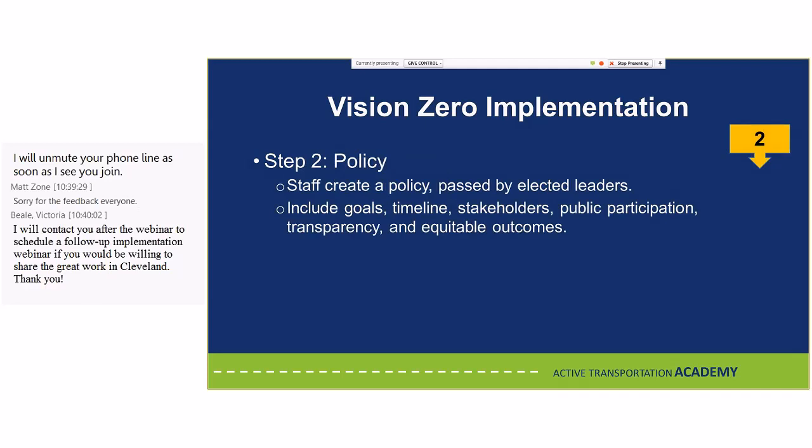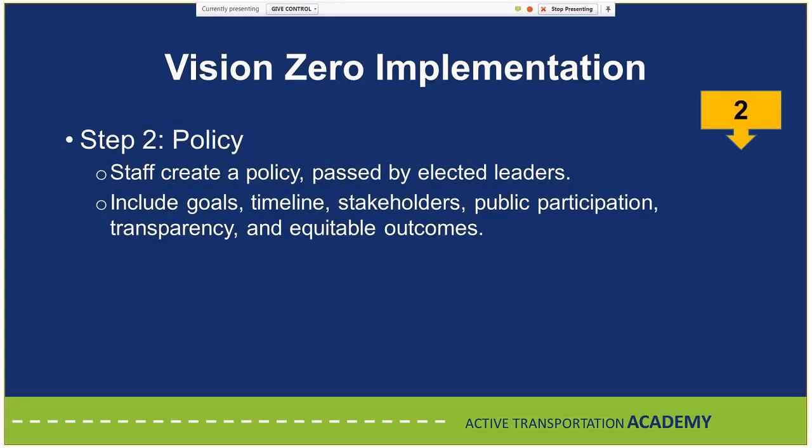Step 2 is creating a policy. So once you have this commitment by your local leaders, you can start working. Staff can create a policy that is passed by your local leaders that includes goals for Vision Zero for your community and a timeline for implementation. It identifies who the stakeholders are going to be and how the public is going to have a chance to participate. It emphasizes transparency and establishes how that's going to be achieved. And it also makes sure that equity is prioritized and how that's going to be achieved. So those are the main components of what goes into your policy.